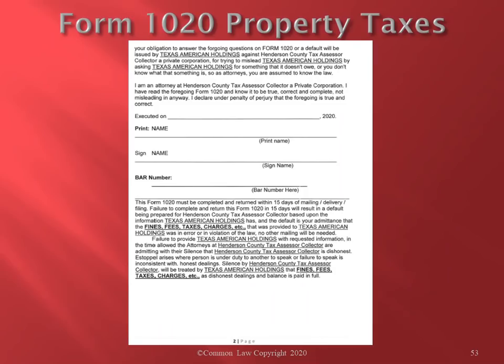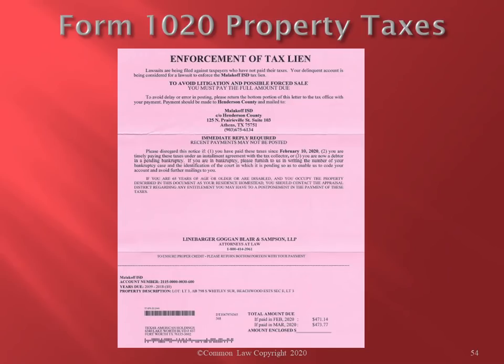Anyways, and then I have the same attorney statements, and the same at the end there about if you don't answer, you're thieves. And this is what they were sending me. They sent me these pink letters. Enforcement of tax lien. Lawsuits are being filed against taxpayers who have not paid their taxes. See, they never tell me they're going to file a lawsuit. They're just telling me they might.